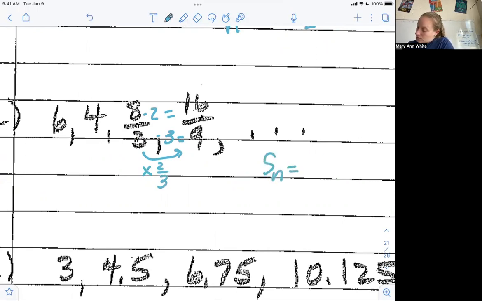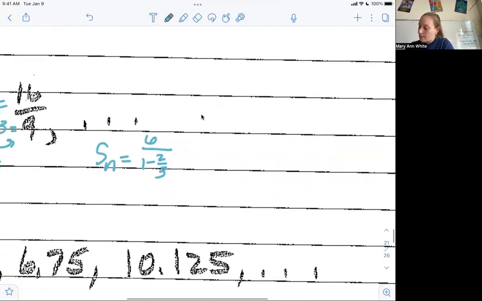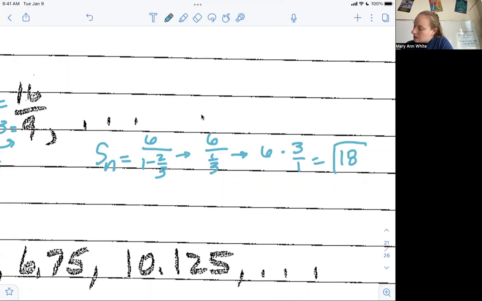S of n equals A sub 1, which is 6, over 1 minus 2/3. Don't cheap out on me. 1 minus 2/3 is 1/3. You guys know that. 6 over 1/3. And the reason I'm being like this about it is because look how easy it's going to get. When you multiply by the reciprocal, it's 6 times 3, which is 18. Work smarter, not harder.